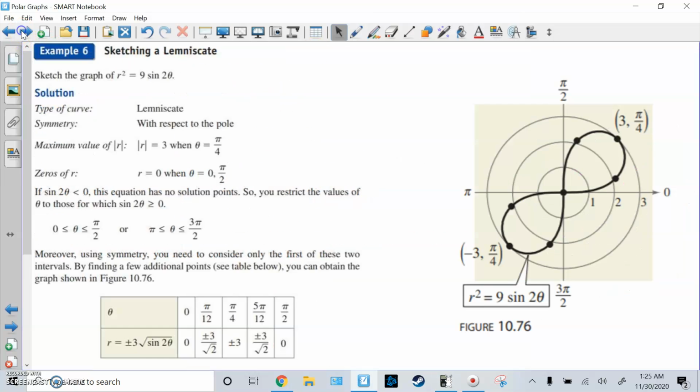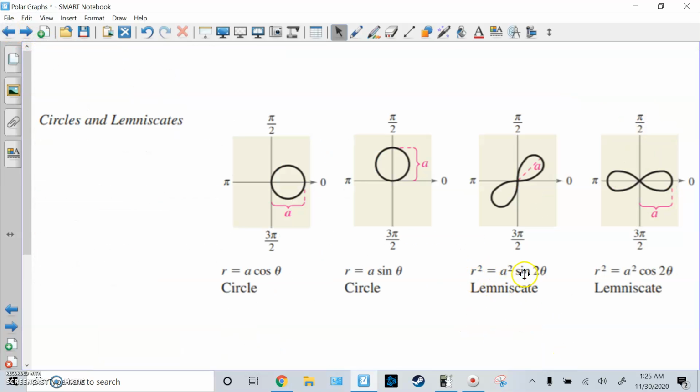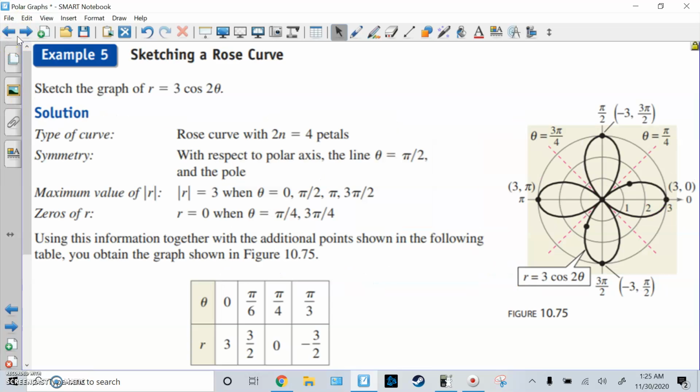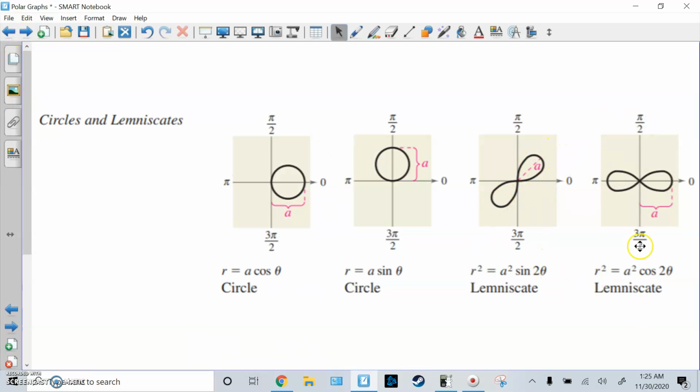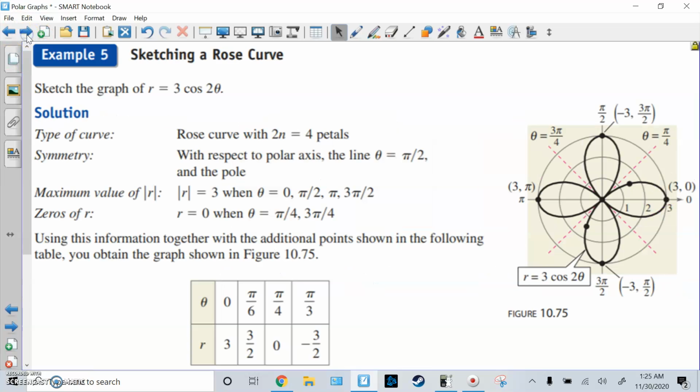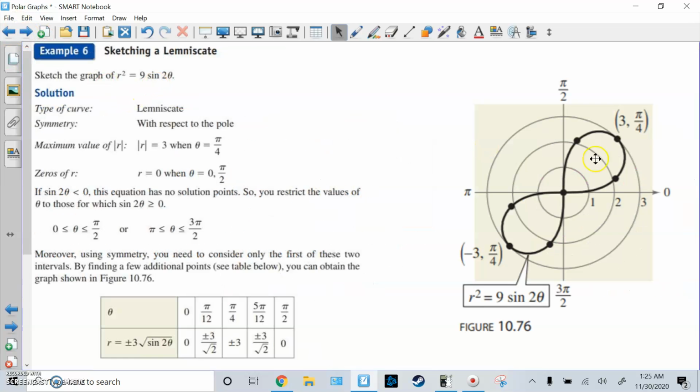Alright, last one. Lemniscate, notice this is r squared equals 9 sine 2 theta. If you go back, you can see r squared, a squared, right? And this is a sine, where it's diagonal; cosine is when it's sideways. So sine is going to be diagonal. The lemniscate is symmetric with respect to the pole, the origin. Max value of 3 when sine is 1, because you want sine to be 1, then r squared equals 9 times 1 is 9. Square both sides, r equals 3. So that's pi over 4 is our angle.